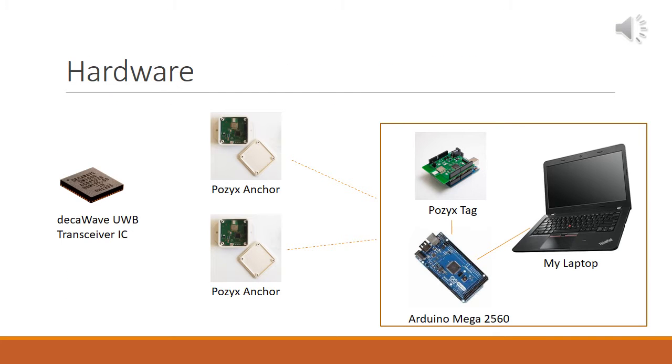I used that Decawave UWB transceiver IC that I previously mentioned, and is included in the POZYX kit, which I ordered, which includes 4 anchors and 1 tag. The anchors are positioned around the area that you want to do your positioning, and the tag was connected to an Arduino Mega 2560 because it uses an Arduino pinout, and then via USB to my laptop, which is a USB to serial connection. And then on my laptop, I connected to it as a COM port.